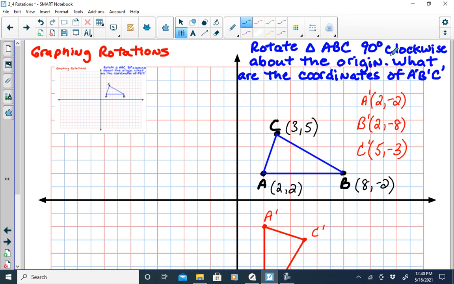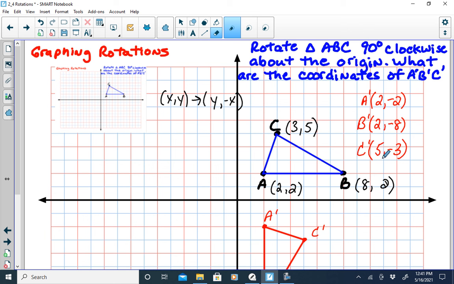So here's our 90 degree clockwise rotation. Our rule says x comma y goes to y comma opposite x, right? Let's see if that works. So let's take a look at point A. Y comma opposite x should be 2 comma -2, right? And that looks like that works. Let's look at B. Y and opposite x should be -2 and -8. Right? Because I graphed that point wrong, that's why that's wrong. That's a 2, right? So that should be 2 and -8, and that works.